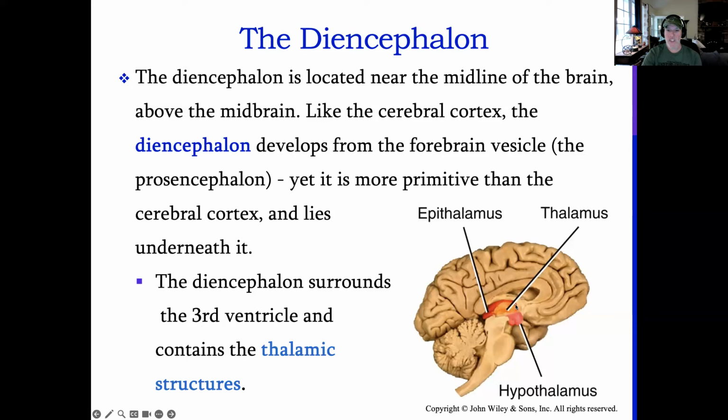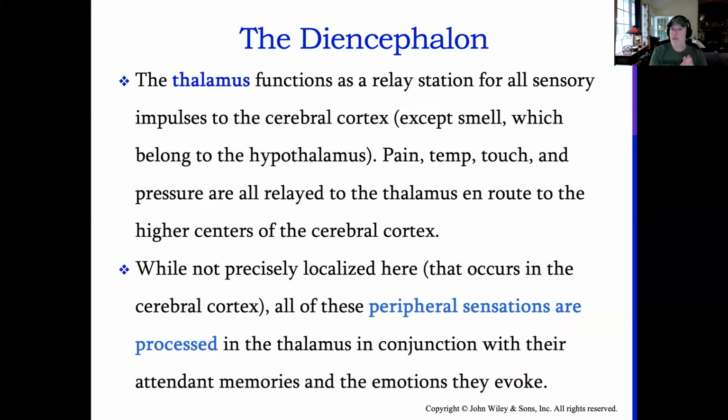Again, the third ventricle sits in this region here, around the thalamus and epithalamus and hypothalamus. And these three structures within the diencephalon are all going to have very important functions. The thalamus essentially is a relay station for all sensory impulses that are going to be delivered to the cerebral cortex, with the exception of smell, which is going to be delivered to the hypothalamus via cranial nerve 1 because of its location. But every other sensory bit of information is going to be transmitted to the thalamus and then be routed out to the proper parts of the brain.